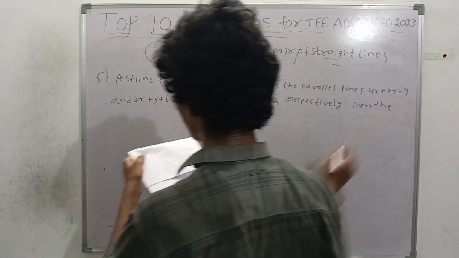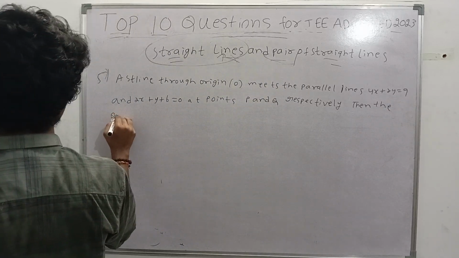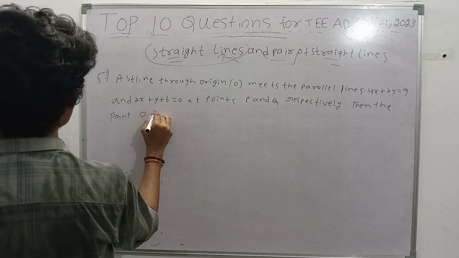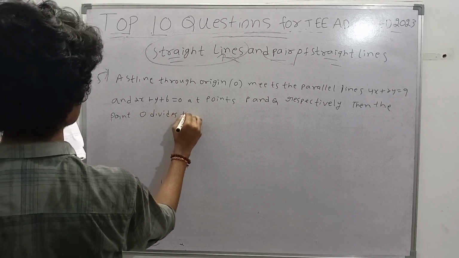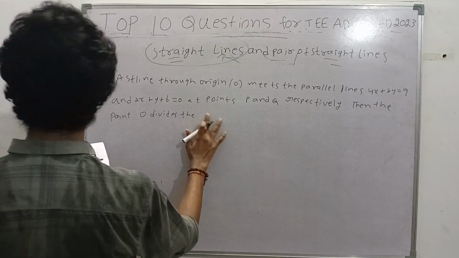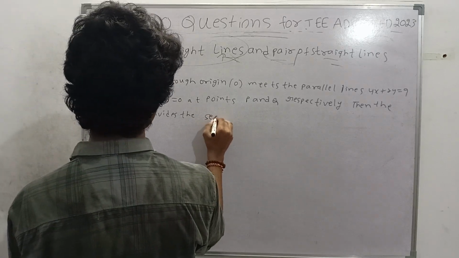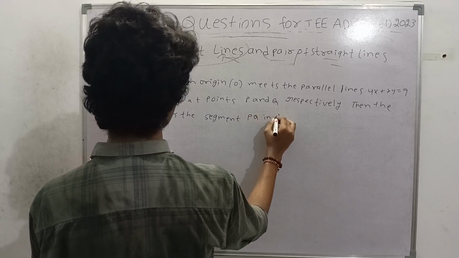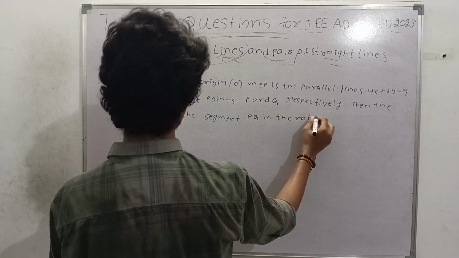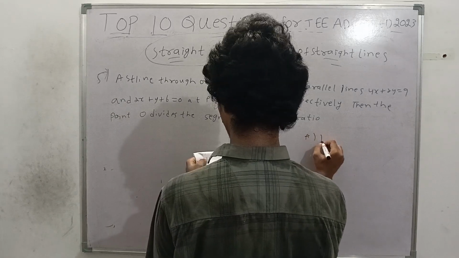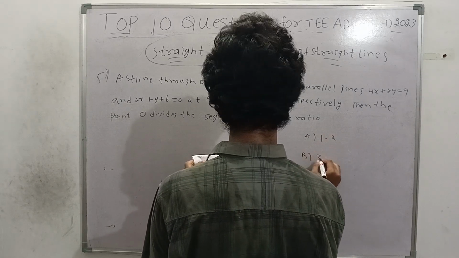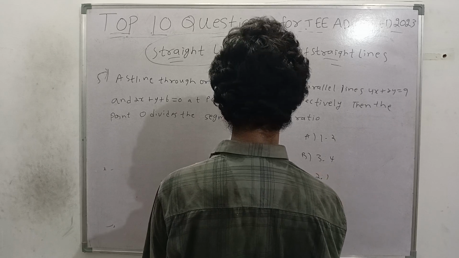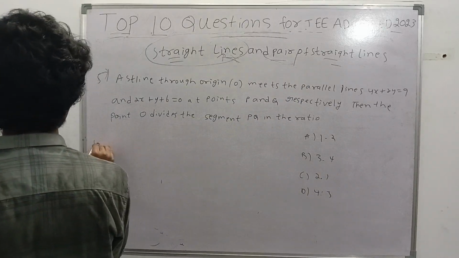Then the point O divides the segment PQ in the ratio, the given options: option A 1:2, option B 3:4, option C 2:1, option D 4:3. This question is also really interesting.